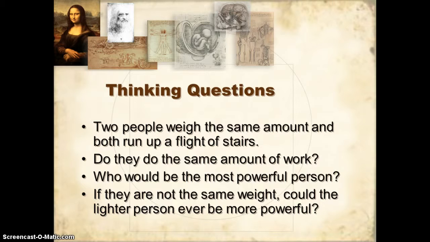The answer to that question is, if they weigh the same amount, they do the same work. The most powerful person would be, if they weighed the same amount, the person that ran up the stairs faster. And if they're not the same weight, the lighter person could be more powerful if they ran up the stairs fast enough to give him a higher power rating.